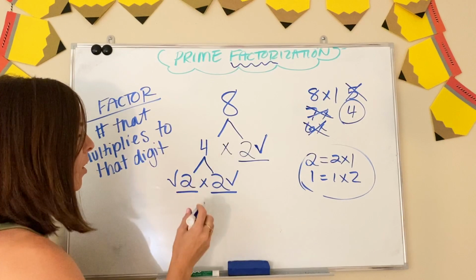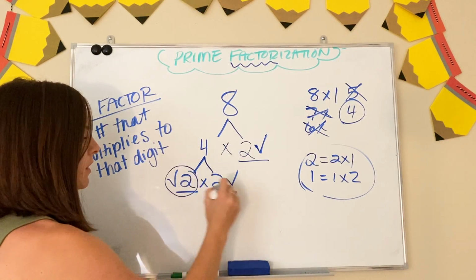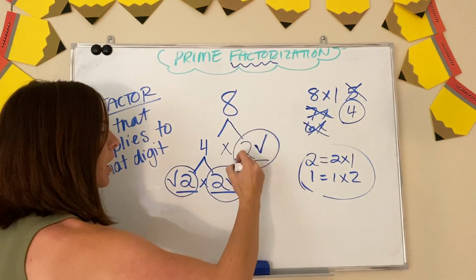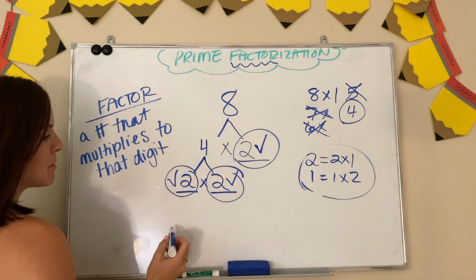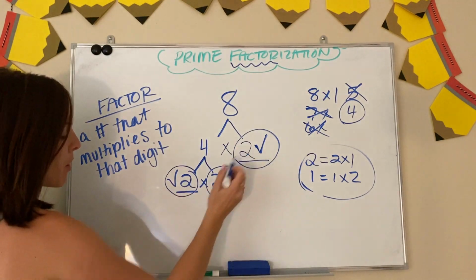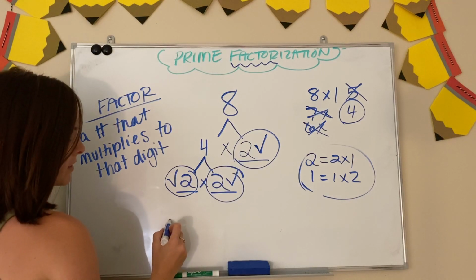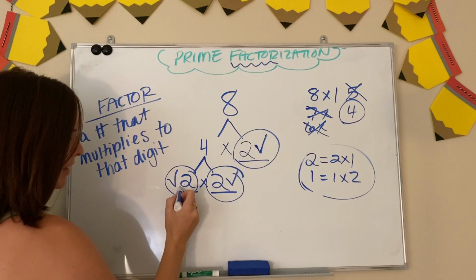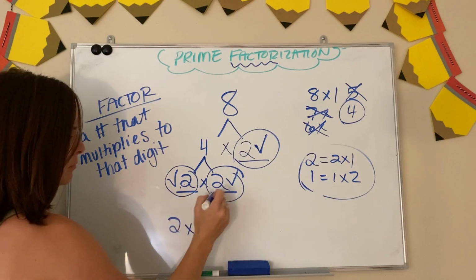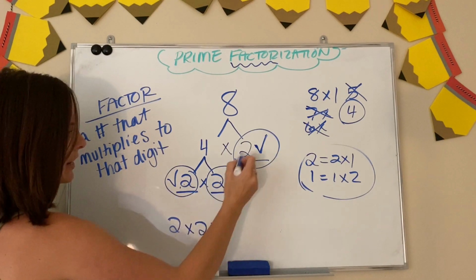So what you do is you take all the ones that you are left with on the bottom, the ones that you checked off, and that's going to be your answer, and you need to write them all out as a multiplication equation. So I have a 2, and I just always go left to right so I don't miss one. I have a 2 times this 2 and this 2.